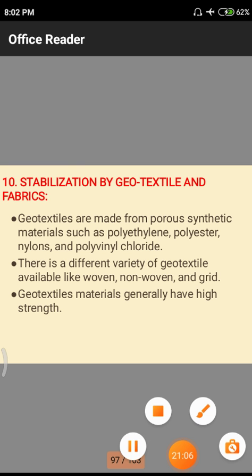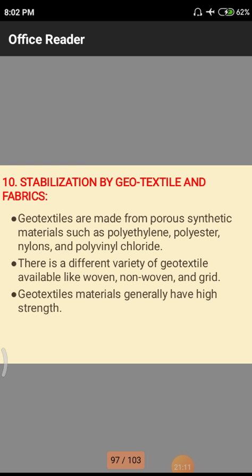Normally, how are these geotextiles made? Geotextiles are made from porous synthetic materials. Porous means there may be some gap between layer to layer or particle to particle. Those we call porous structures. And the synthetic materials are normally polymeric and plastic materials. Those do not directly mix into the earth for a large period of time.